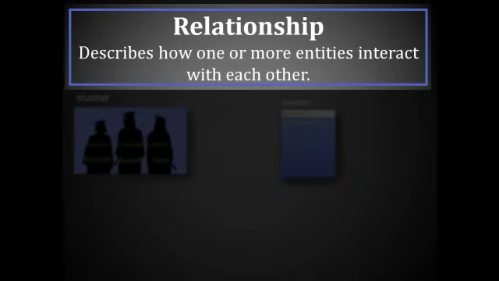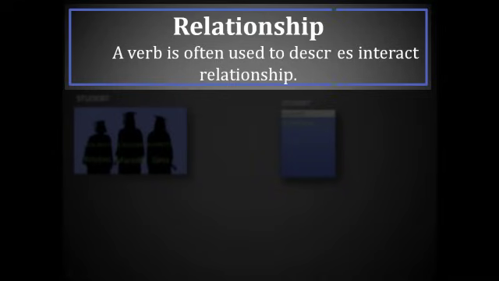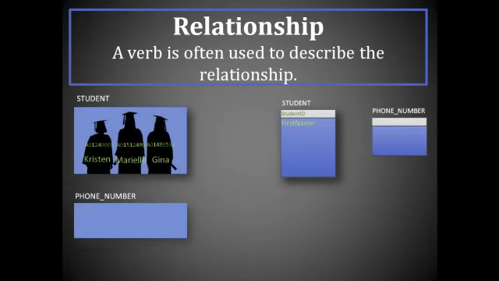A relationship describes how one or more entities interact with each other. Usually, this is described with a verb. We're going to create a link between the entity student and the entity phone number, so that when we create the database, we can easily find the contact information for each student instead of filtering through rows of numbers. Sounds beneficial. How do we do this exactly?